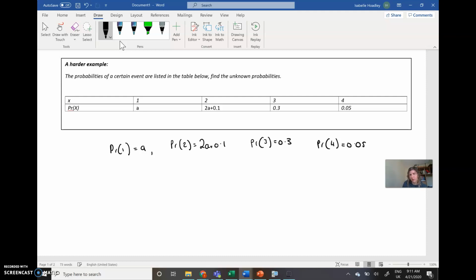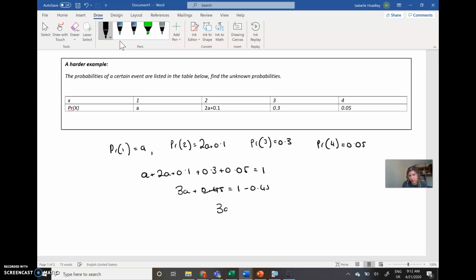Now, again, we know that if those are the 4 options, then all of those together have to add up to 1. So we can put this in here. They have to add up to 1. Now, from here, we can simplify this a little bit. So you're going to remember your algebra. We're going to collect the like terms. So A plus 2A, that's 3A. 0.1 plus 0.3, that's 0.4, plus 0.05, that's 0.45, is equal to 1. So now we're going to take away the 0.45 again, same as we did before.